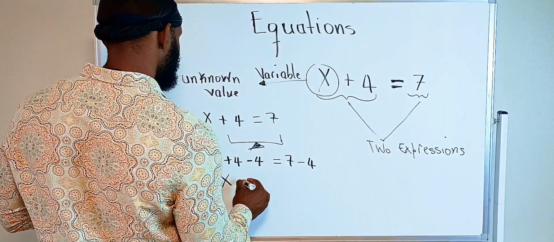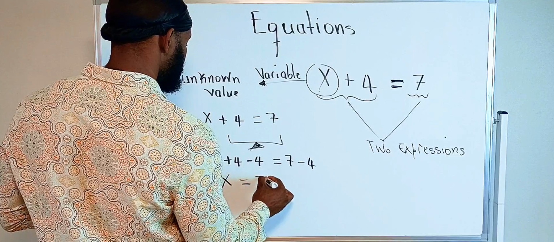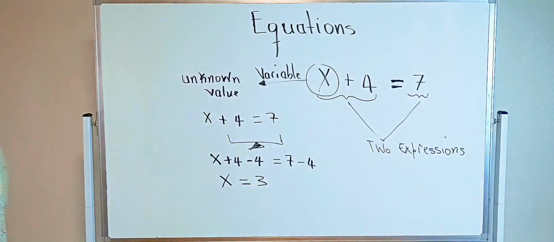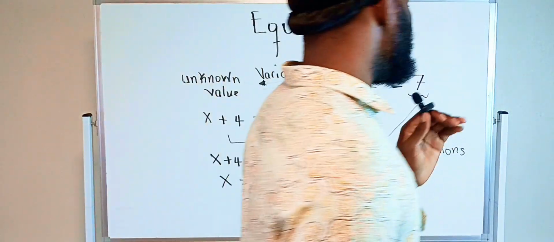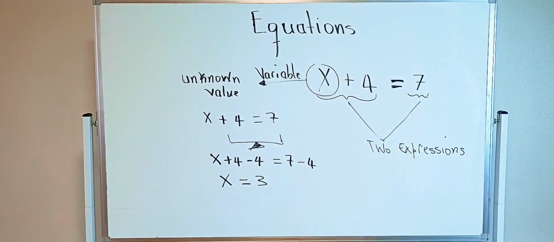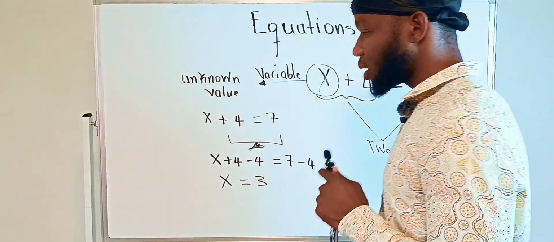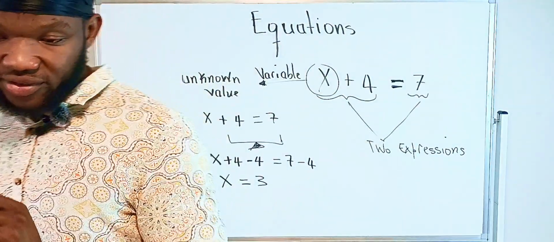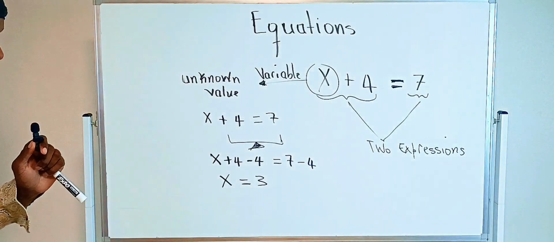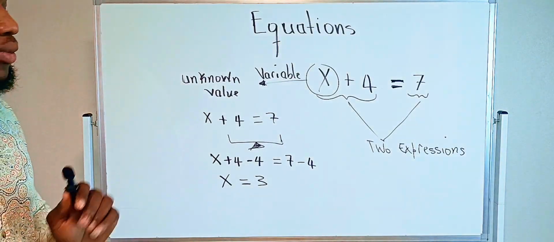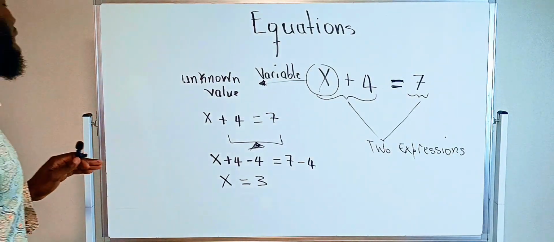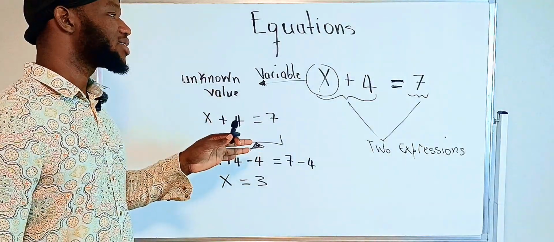Right now we got x equals 3. So you see, this is balanced and we got a value for x. So the value for x over here is x equals 3. Right now what we can do is check to see if exactly x equals 3.